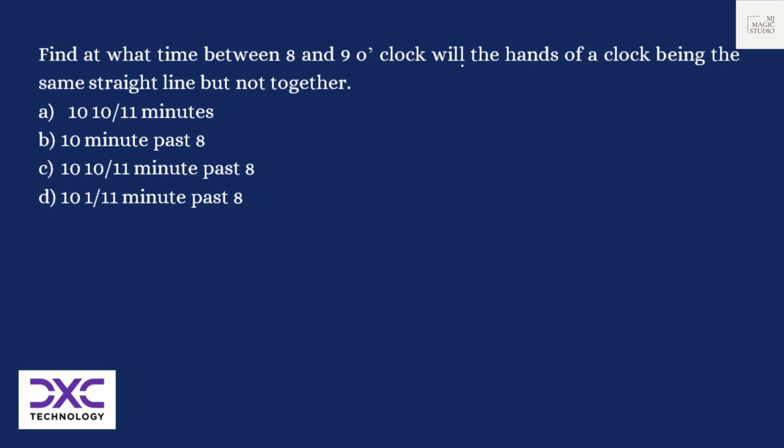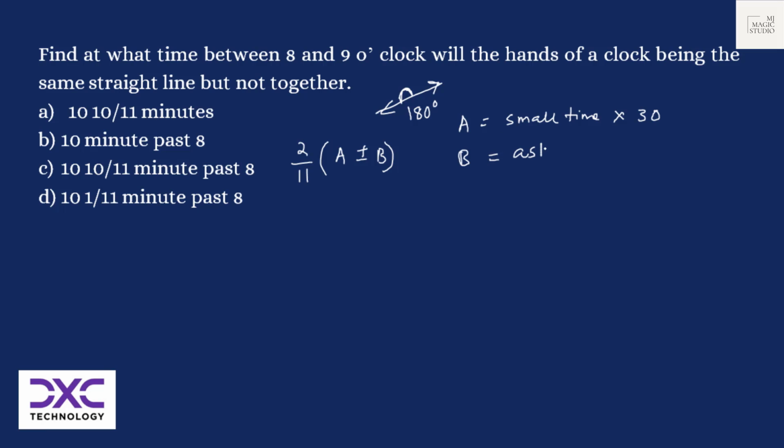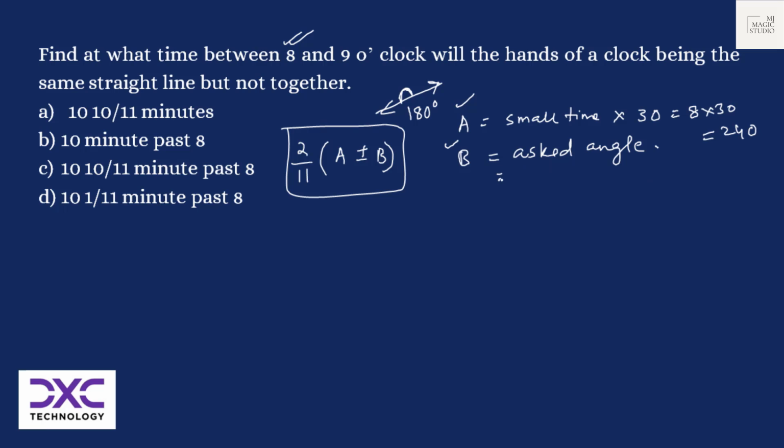Find at what time between 8 and 9 o'clock the hands of a clock will be in the same straight line but not together. Being in the same straight line means the angle between them should be 180 degrees. Whenever these kinds of questions are asked, we simply use the formula 2 by 11 into A plus minus B. Now what are A and B? A is small time into 30 and B is the asked angle between the two hands. In our case, the small time is 8 o'clock. So 8 into 30 is 240. You just need to remember this formula. That's it. And B is 180.